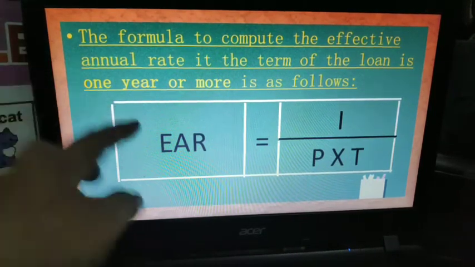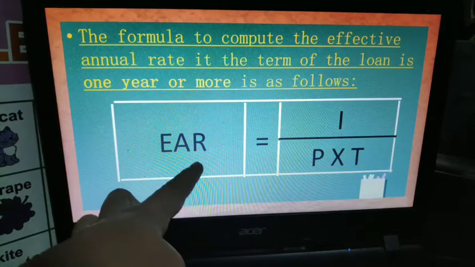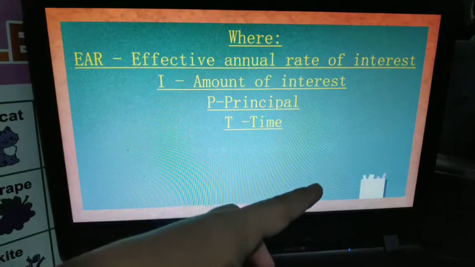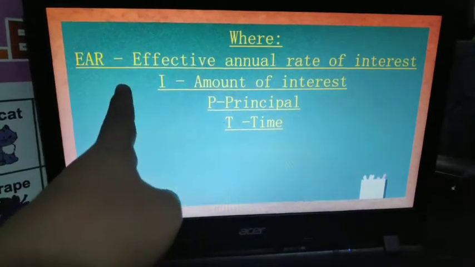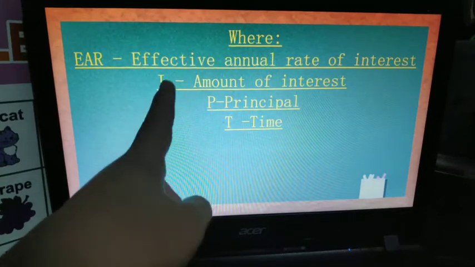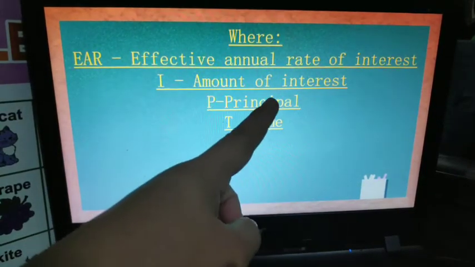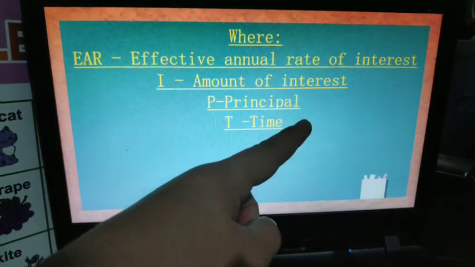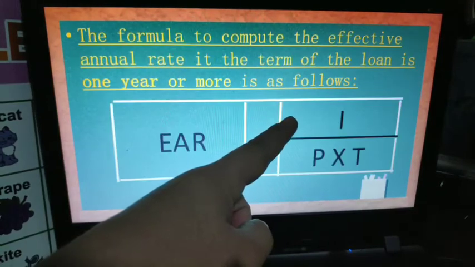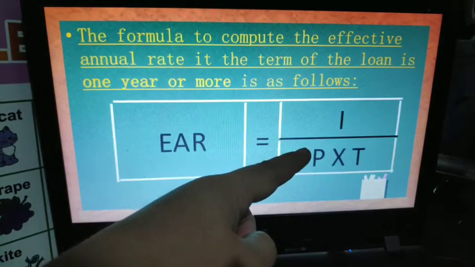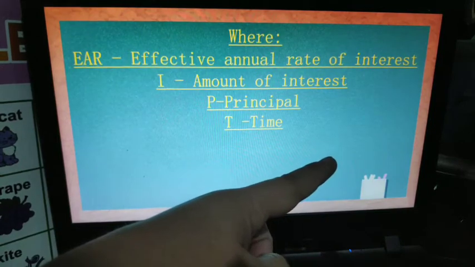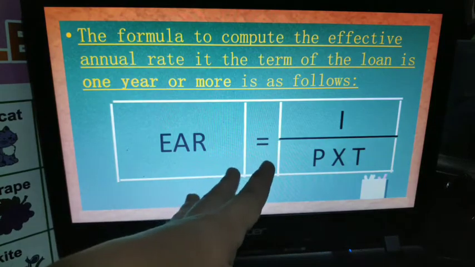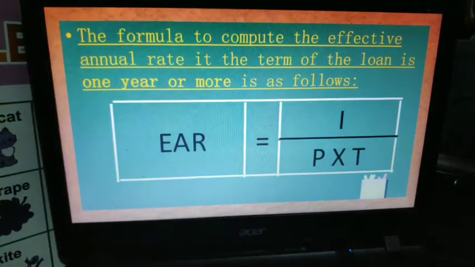So, EAR is equal to I over P times T. In this formula, EAR means effective annual rate of interest, I is the amount of interest, P is the principal, and T is the time. So that is the formula for getting the effective annual rate for a term of 1 year or more in your bank loan.